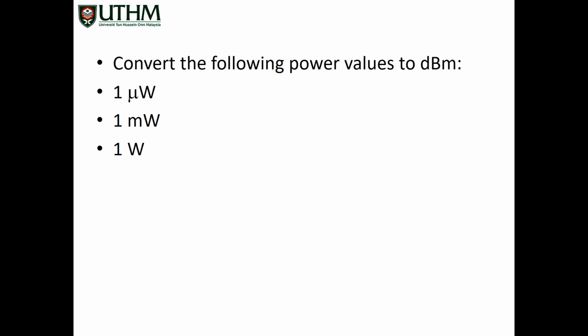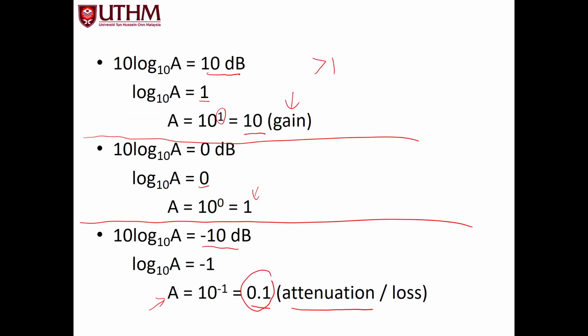Okay. And then convert the following. So now we have unit. Previously, we don't have unit. Previously, we produce a value. Okay, we produce 10, a value without unit. We produce 1, a value without unit. 0.1 is a value without unit. It's a unitless value. Okay, unitless parameter. Dia adalah satu parameter yang tidak mempunyai unit.